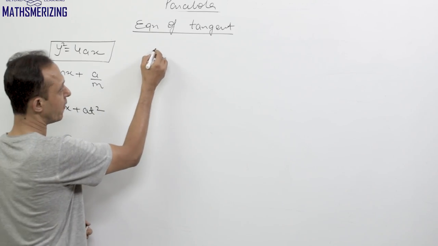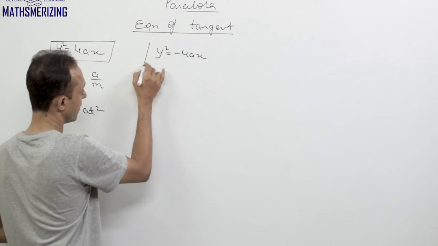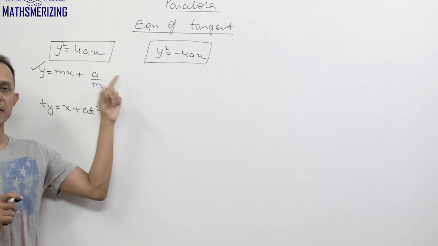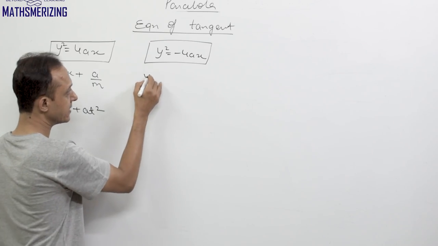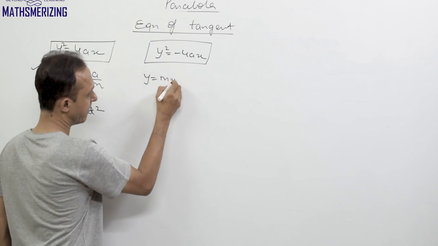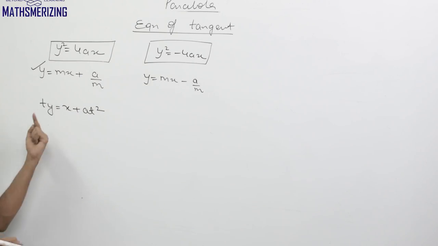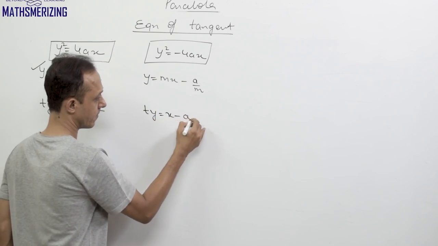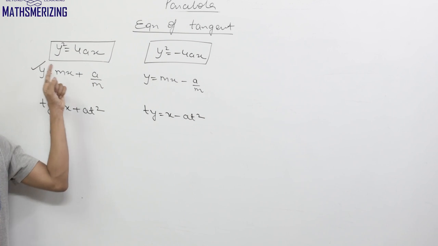So if we have the second form, which is y square equals minus 4ax. Now for this parabola, all I need to do is replace a with minus a. So if I have to write equation of tangent for this parabola, I can simply write this equation as y equals mx minus a by m, or if I have to write in terms of parameter t, I can write ty equals x minus at square.